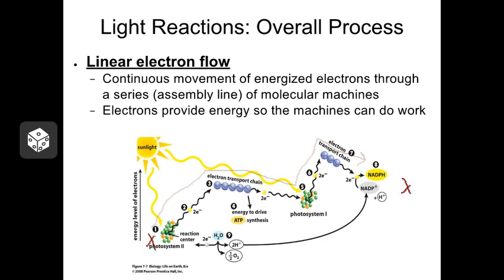What would carry that energy for us? Well, think back to cellular respiration. The energy in cellular respiration was carried in the form of electrons. So what we have is a system that depends on linear electron flow. The electrons, which are energized by sunlight, power these machines.